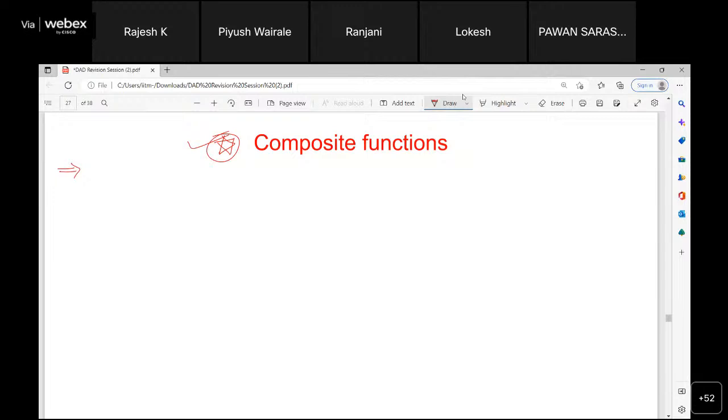So what is a composite function? Suppose I have f of x and g of x. These are the two functions, right? Now the composite function is basically f of g of x. If I replace x by g of x, that is basically f of g of x. So we call it f composed with g. Same thing for g of f of x. We should be able to simplify a composite function if it is given.